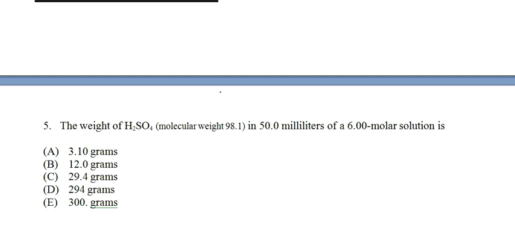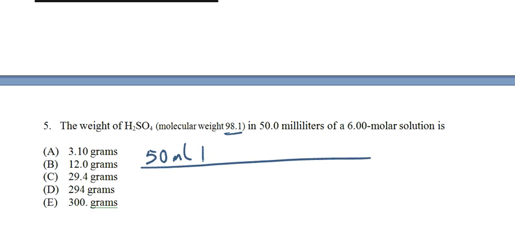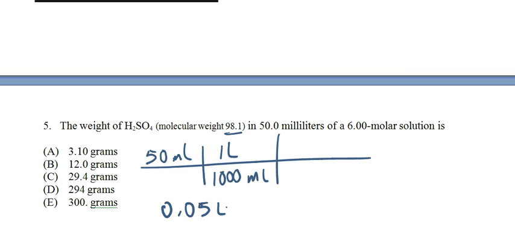Number 5. It says sulfuric acid, H2SO4, has a molecular weight of 98.1 grams. It's given to you. In 50 milliliters of a 6 molar solution, we're looking for the mass of this. Again, we can do this real quickly. 50 milliliters, you don't need a calculator. Convert that to liters, and if you need to, you can do it like this. So that's how many we have.